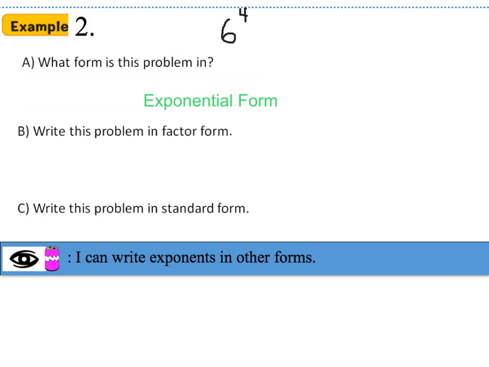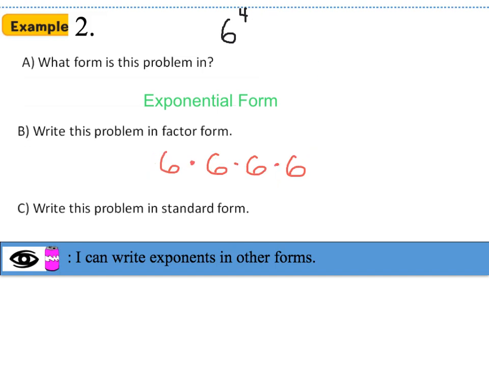So they're giving me the factor of 6, and I'm going to use repeated multiplication because exponents are repeated multiplication, and I'm going to say 6 times 6 times 6 times 6. Notice I did this 4 times because my exponent said 4.